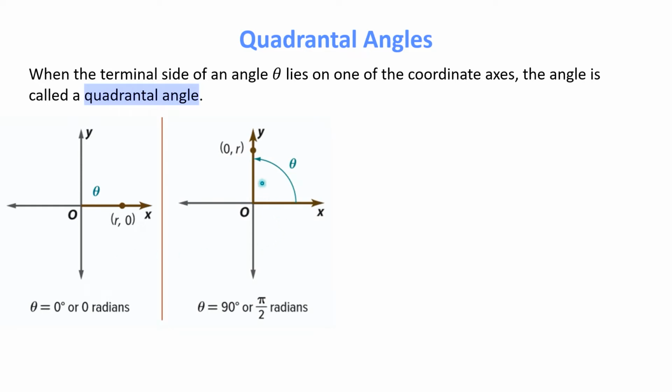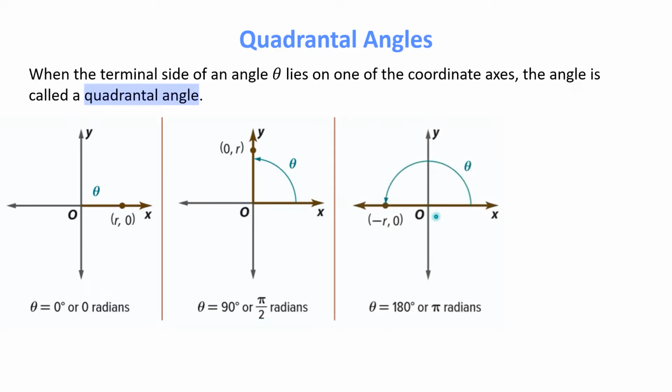Similarly, the terminal side of the angle theta can lie on the positive y-axis. So in this case, x is 0, and y equals r. Of course, for this example, theta equals 90 degrees, or pi by 2 radians. We can also have the terminal side lie on the negative x-axis. So now, of course, remember r is a positive quantity. So here x equals minus r and y is 0. And here theta equals 180 degrees, or pi radians.